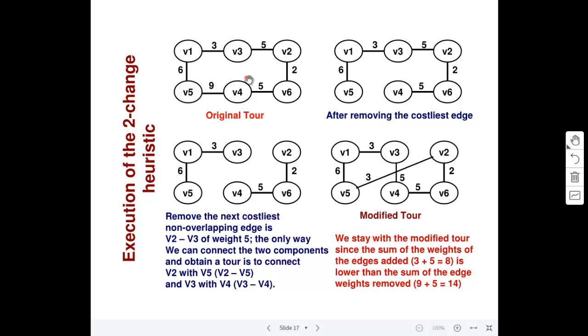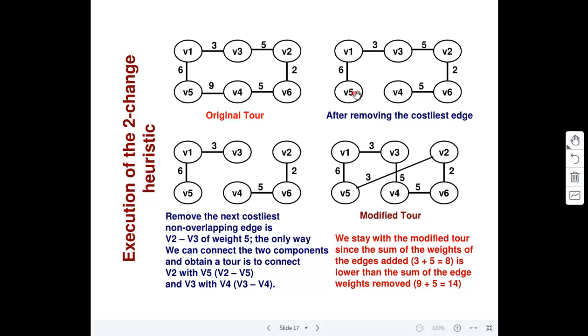Okay, so in the two-change heuristic, the greedy strategy is, of course, we want to reduce the weight of this tour. So why can't we just remove the edge with the largest weight from this tour? Okay, so that's a greedy strategy. So we'll remove that edge with the largest weight, which is between v4 and v5. So this is the costliest edge that we removed. So because of this, now everything further we do is driven by that.